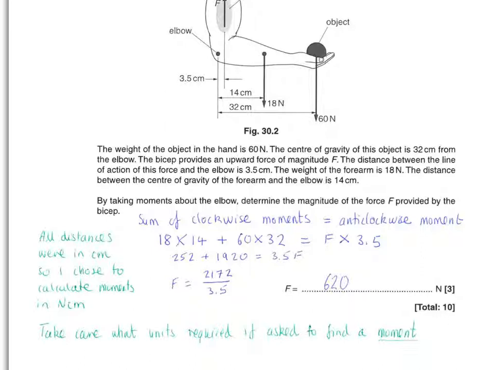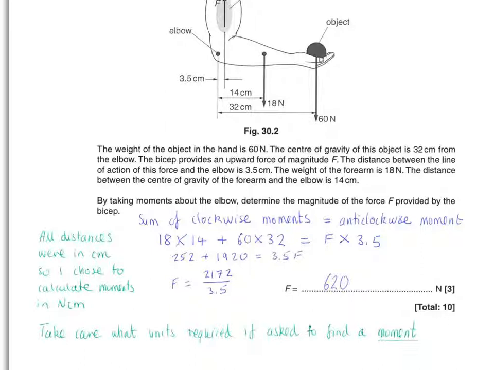If you look carefully, you are going to use the elbow as the pivot, and you have two forces that would make the arm rotate in a clockwise direction. These are in equilibrium with the unknown force, which would provide an anti-clockwise moment. So we have the 18 newtons multiplied by a perpendicular distance of 14. We have the 60 newtons multiplied by a perpendicular distance of 32, and the unknown force multiplied by a perpendicular distance of 3.5 centimetres.